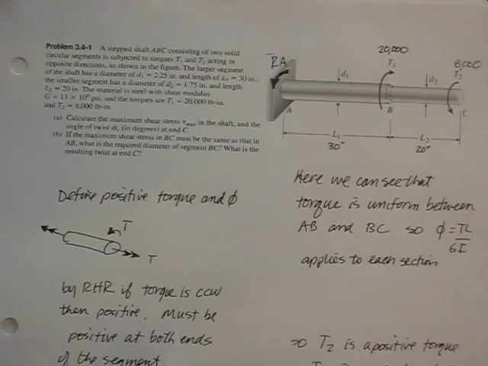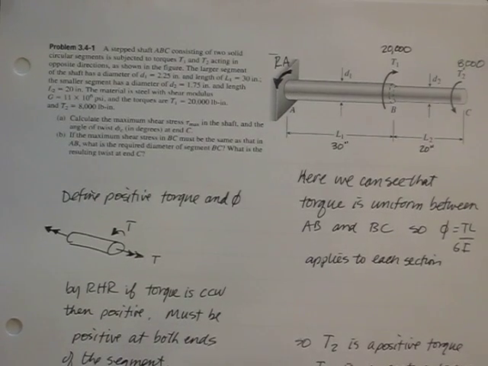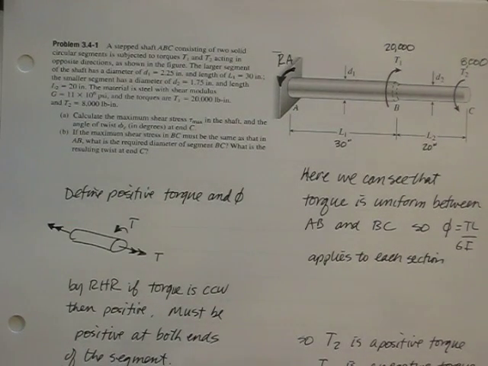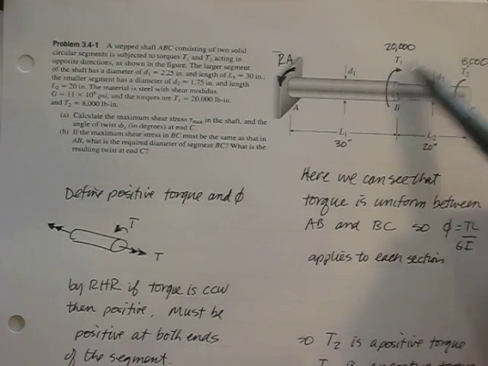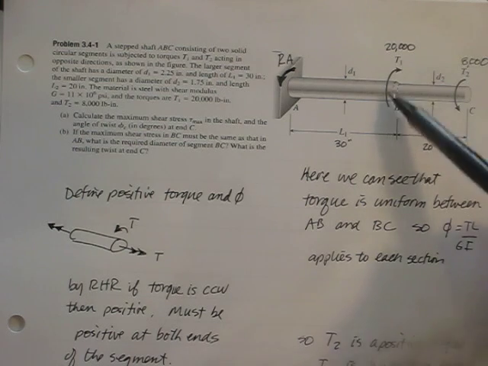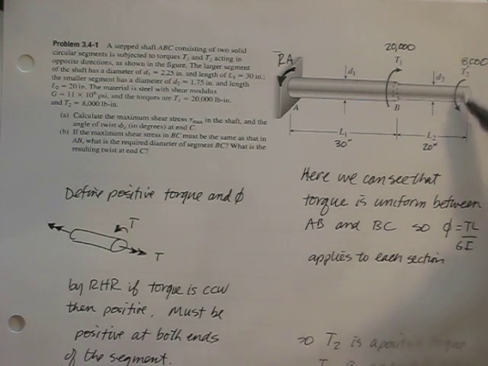All right, so let's look at this problem. This is 3.4-1, the very first one. Here's a bar with a fixed support on that side. It's got a couple of torsional elements here. This one is 20,000 going in that way. This is 8,000 going in this way. The bar is 30 inches long from here and 20 inches long from here to here.